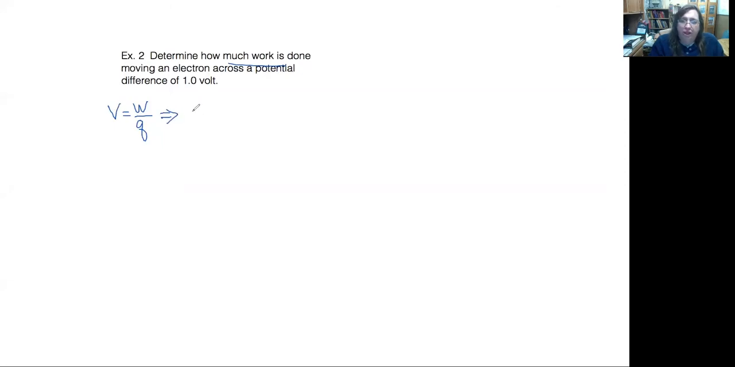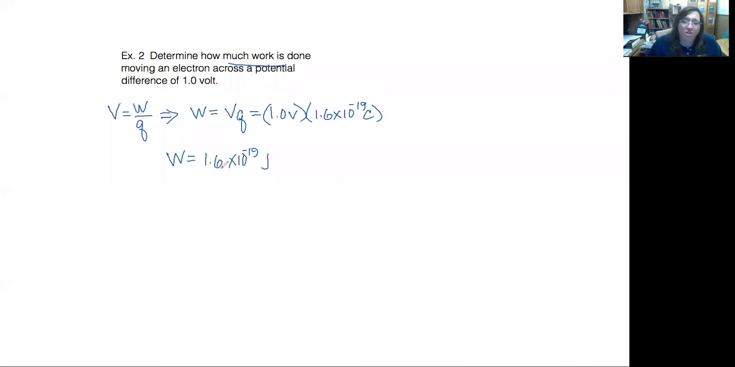In this case, I'm going to have that work is equal to the potential difference times the charge, which is 1.0 volts times 1.6 times 10 to the minus 19th coulombs. And what we get here is the work in this case is going to be equal to 1.6 times 10 to the minus 19th joules.